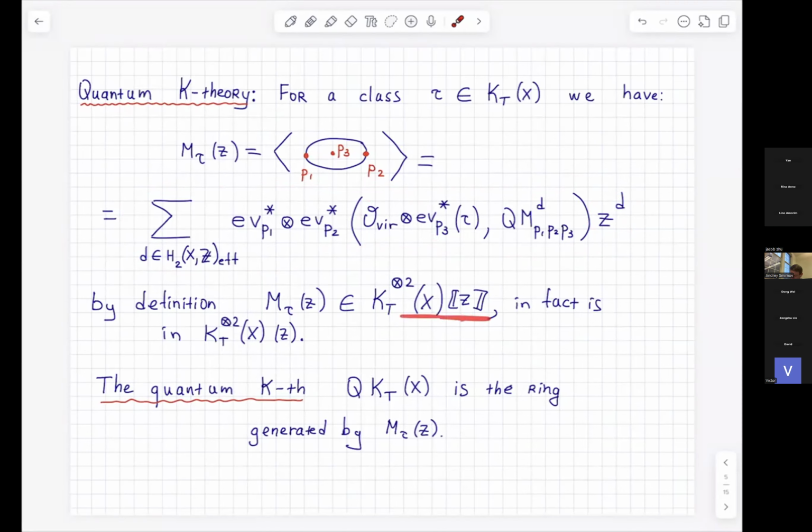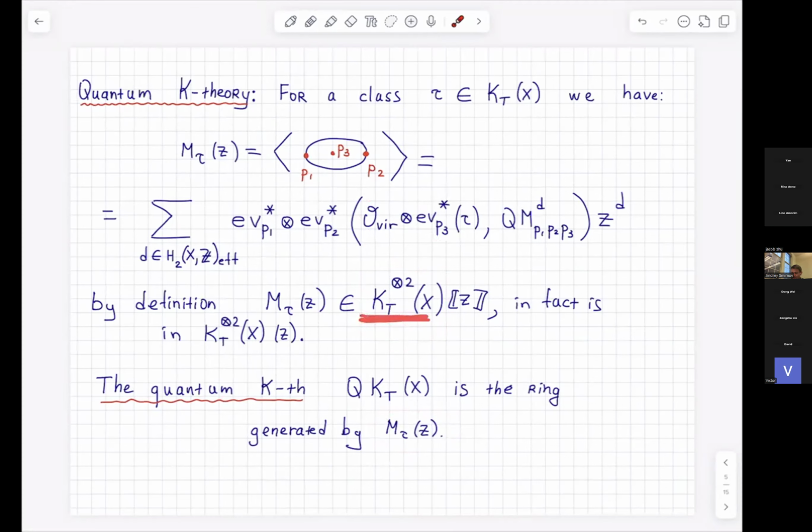So this thing converges to a certain rational function. And the example of matrix M from which I started is exactly one example of this construction. By definition, quantum K-theory ring is the ring of these operators. So it's a ring generated by these guys M. And this is an element in the tensor square of K-theory.